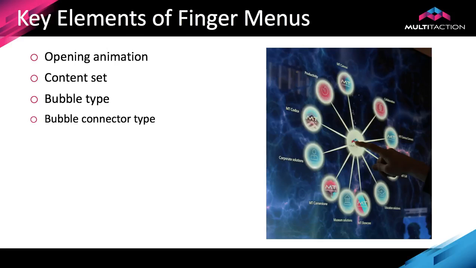Before we jump into the editor, let's quickly review the 4 things we really need to set up to get our finger menu working. First of these is the opening animation. This is what we see when we touch and hold the display in order to launch the application menu system. The content set determines what sits behind the menu. The bubble type determines what these bubbles within the menu system look like. The connector type are these arms that link the bubbles together.